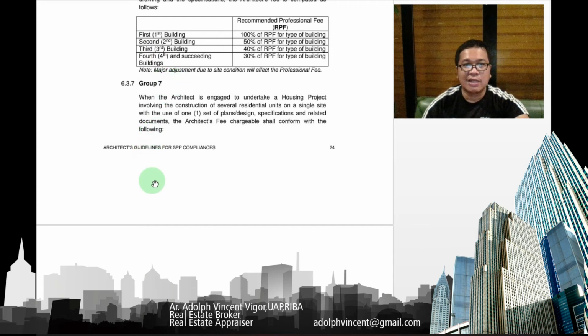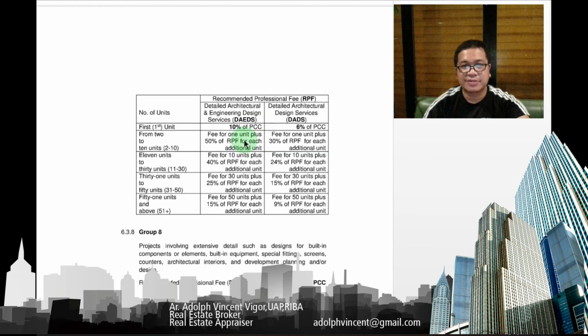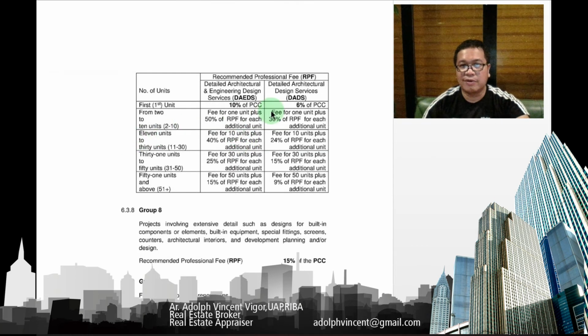Then Group 7, when the architect is engaged to undertake a housing project involving the construction of several residential units in a single site with the use of one set of plans or specifications and related documents, the architect's fee chargeable shall conform with the following. So these are the bracketing class. For the first unit, that's around 10%. For the DAEDs, for the DADs, around 6. So these are the basic fee.